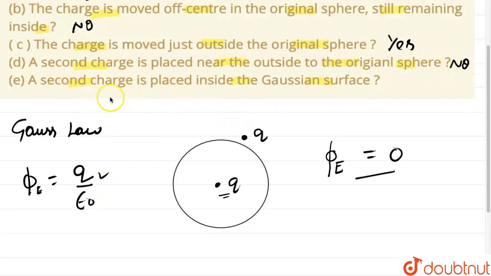Now if the second charge is placed inside the Gaussian surface, if we take this charge and place it inside the Gaussian surface here, now our charge enclosed by the Gaussian surface is changed because we have two charges now. So our charge enclosed is changed, so the flux will change. So our answer would be yes, the flux will change.